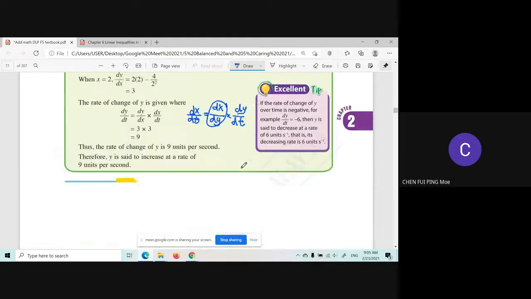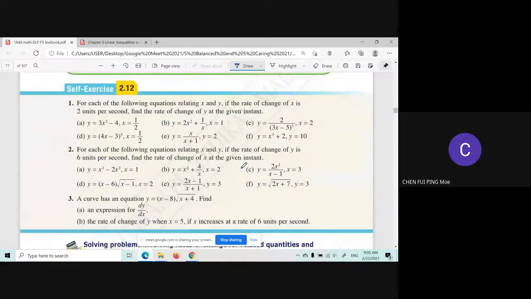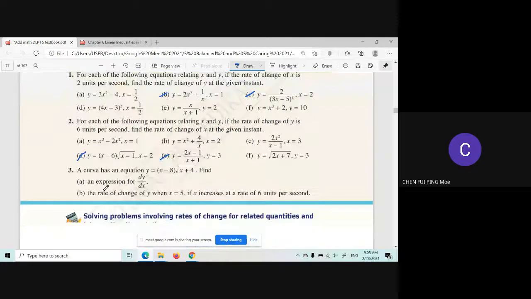Is that clear? So far, any question you want to ask? Your exercise for 2.12 will be: I choose 1C, 1B. Question 2, you can do question E and also D. And then you do question 3. Okay?